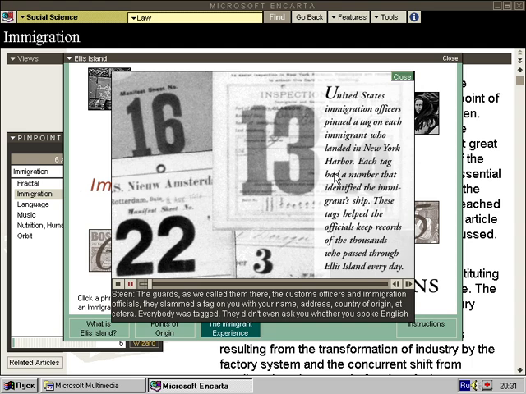The guards, as we call them there, the customs officers and immigration officials, they slammed a tag on you with your name, address, country of origin, etc. Everybody was tagged. They didn't ask you whether you spoke English or not. They took your papers and they tagged you. That was the first thing. You checked your bag. Then they pushed you. They'd point. They had too many, understaffed, overcrowded, jammed. And the place was the noise and the languages and the smell.